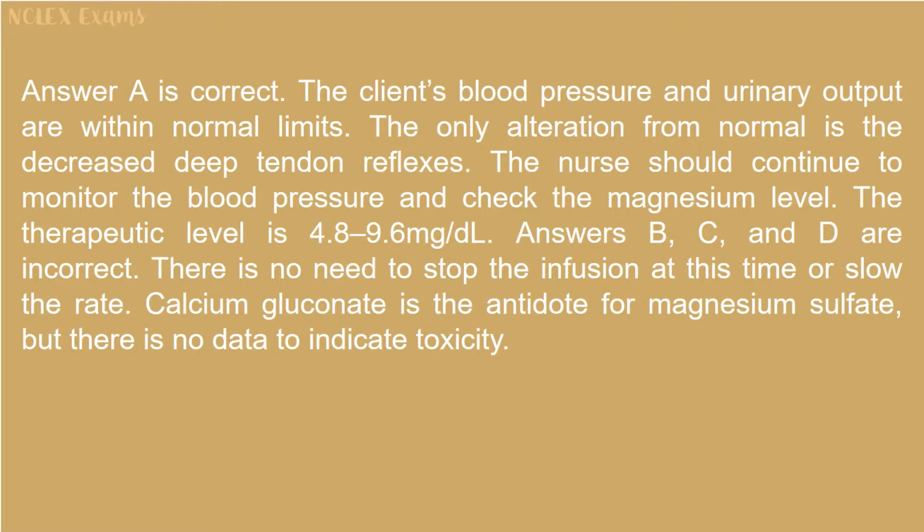Answer A is correct. The client's blood pressure and urinary output are within normal limits. The only alteration from normal is the decreased deep tendon reflexes. The nurse should continue to monitor the blood pressure and check the magnesium level. The therapeutic level is 4.8 to 9.6 mg/dl. Answers B, C, and D are incorrect. There is no need to stop the infusion at this time or slow the rate. Calcium gluconate is the antidote for magnesium sulfate, but there is no data to indicate toxicity.